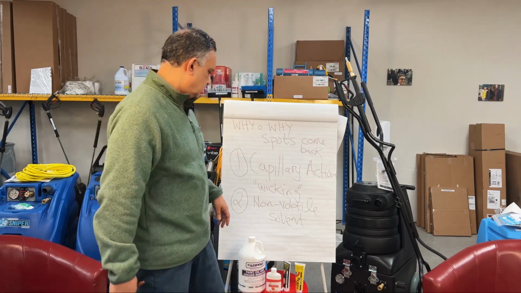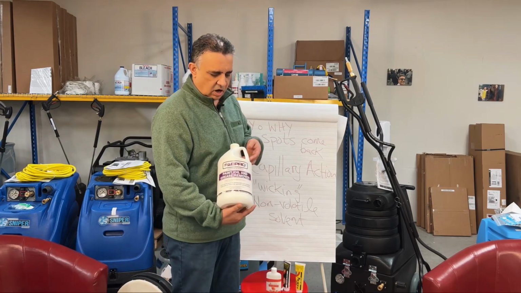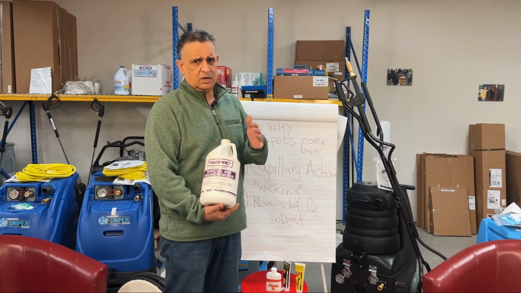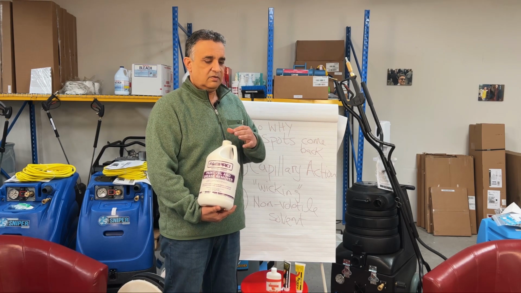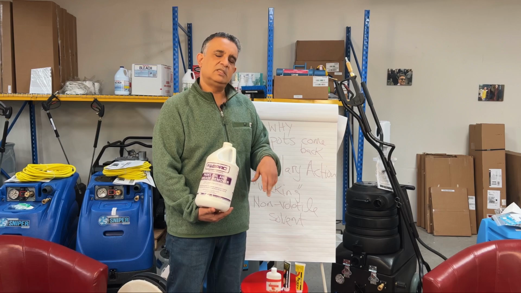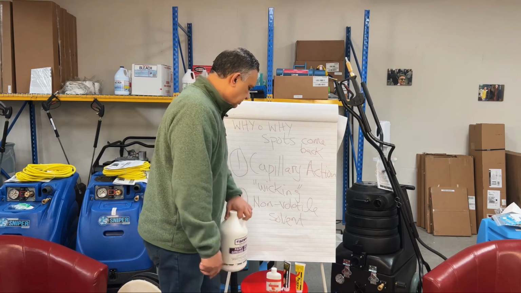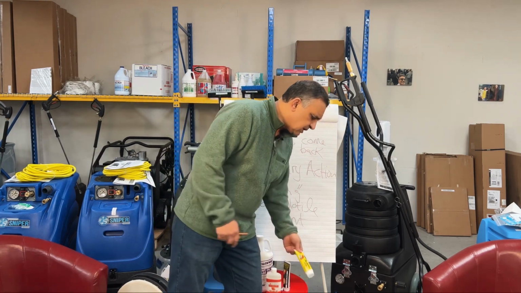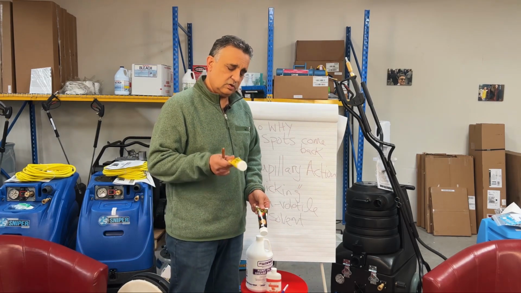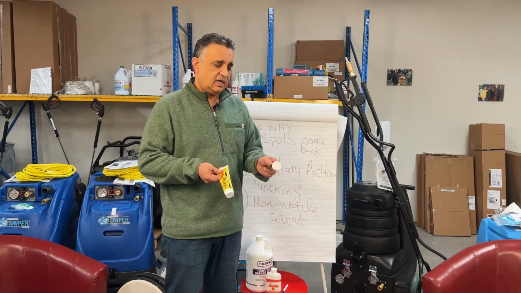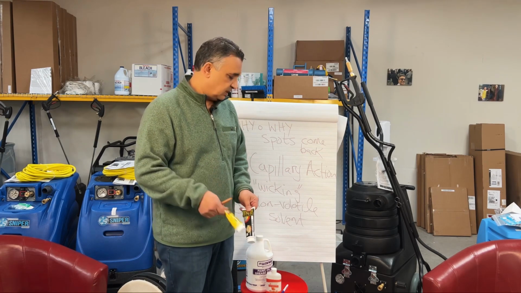So let's just talk about some examples. This is a non-volatile dry solvent. Paint, oil, and grease removers that you get, all different kinds. If you just use them by themselves, they're going to leave a residue, and the residue is going to attract dirt. This company, CTI, sells a two-part solution. So this one will remove your spot and stain, and this one will remove the residue from this.